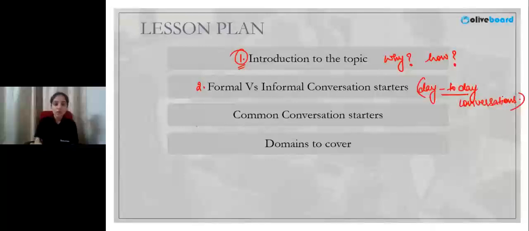But there is one point that you need to focus upon. The point that you need to focus upon here is what are formal and informal situations. So this also we are going to discuss briefly in this session.